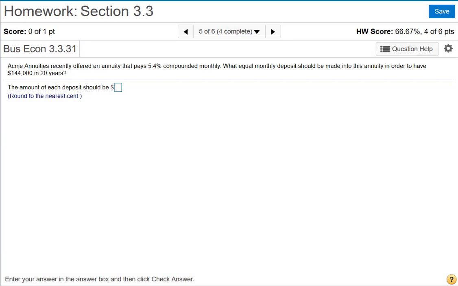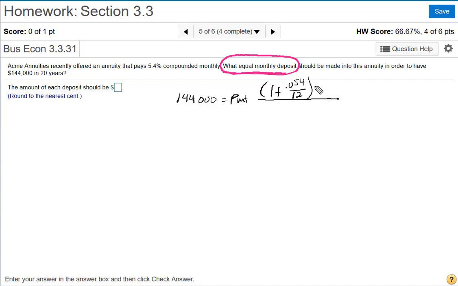On number 5, we're using the same formula, only this time we're looking for the monthly payments. So we have a future value of 144,000. PMT is what we're looking for. And 1 plus 5.4%, 0.054, compounded monthly for 20 years monthly.